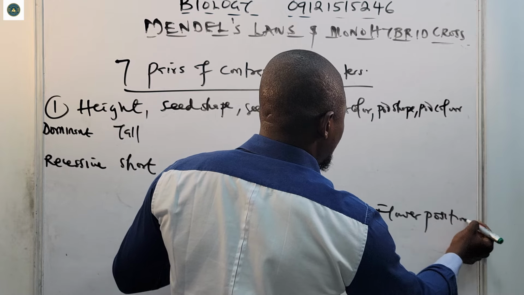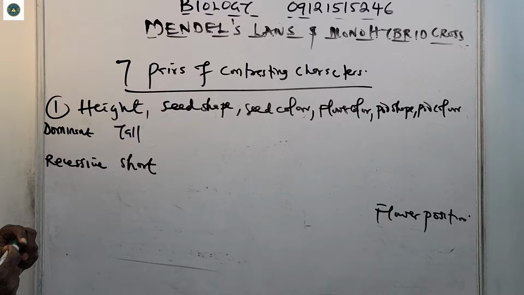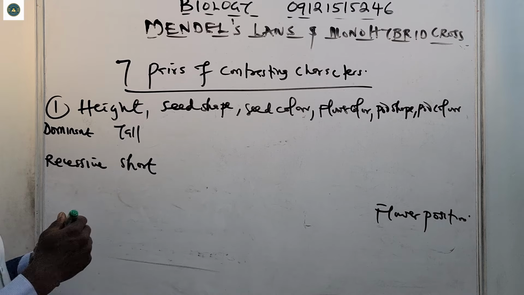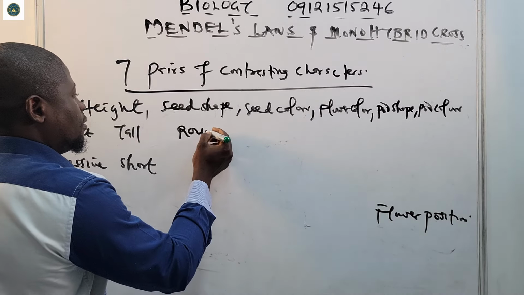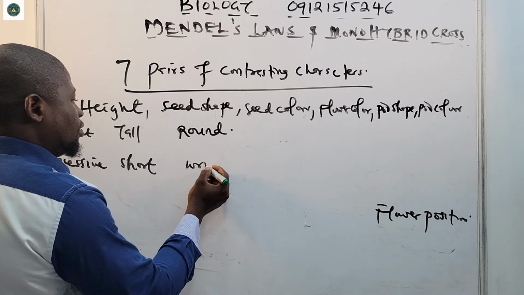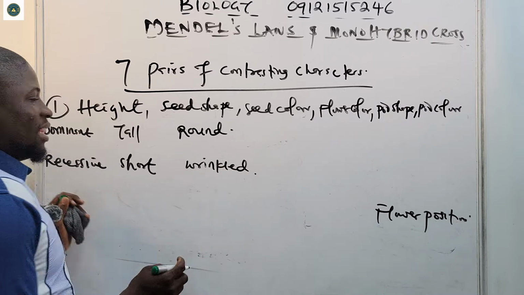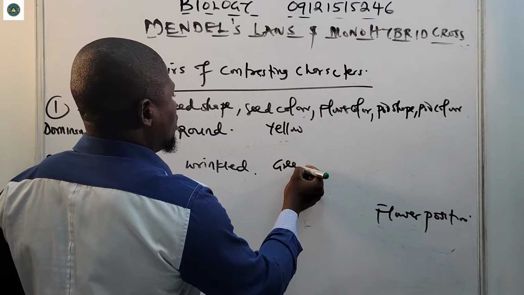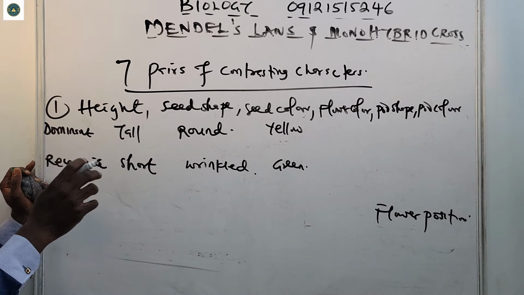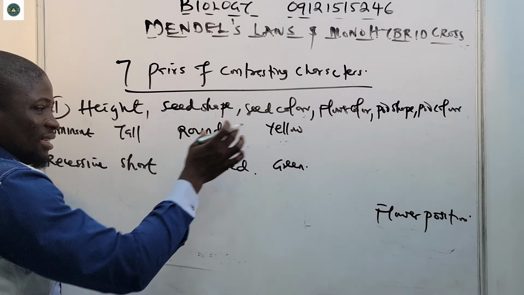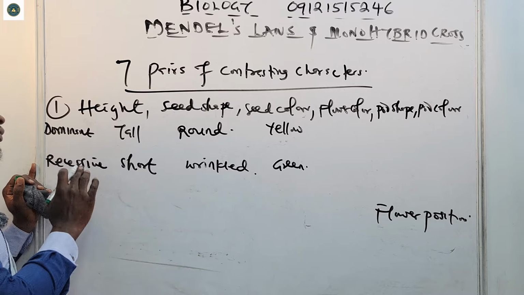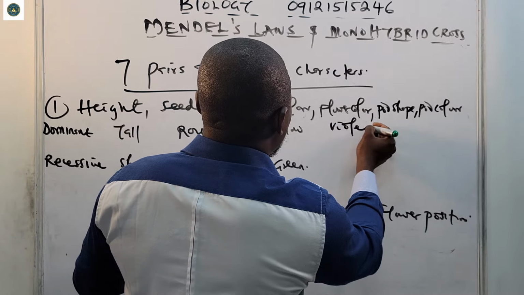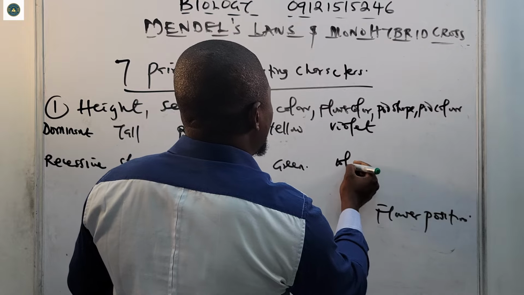Flower position. So for the height, the dominant trait is tall, the recessive is short. Now for the seed shape, the dominant is round, the recessive is wrinkled. Then for the seed color, yellow is the dominant and green is the recessive. Then for the flower color, we have violet for the dominant and white for the recessive.